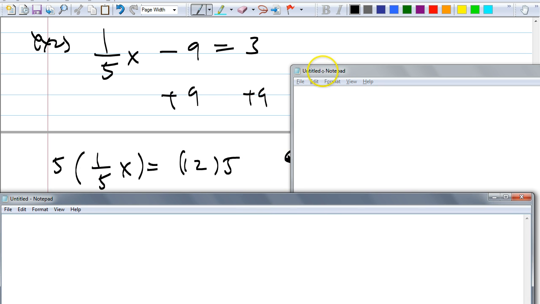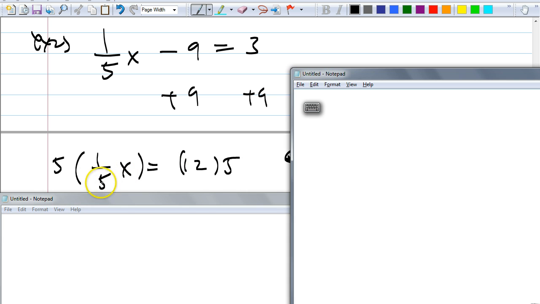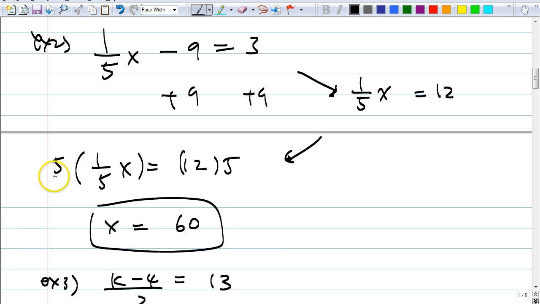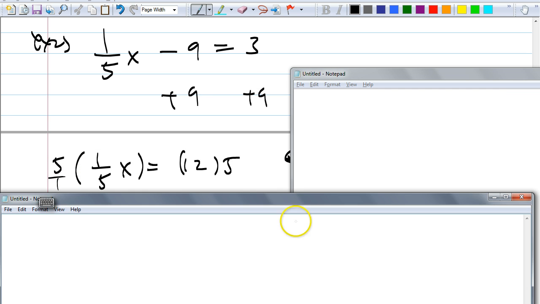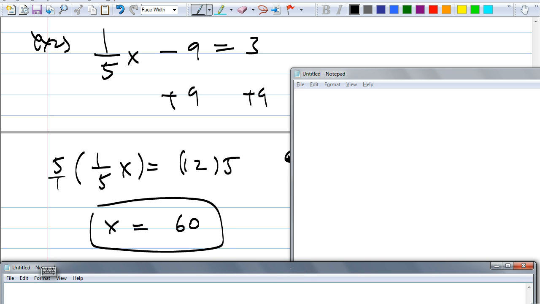Exactly right. Because the x is being divided by 5, right? 1 over 5x is the same as x over 5, isn't that right? Or you could think of it as, what's the reciprocal of 1/5? 5. So that's why we're multiplying both sides by 5, right? If you like, we could write it as 5 over 1. Okay. And when I do, right, we get x equals 60. Any question? This is pretty straightforward.